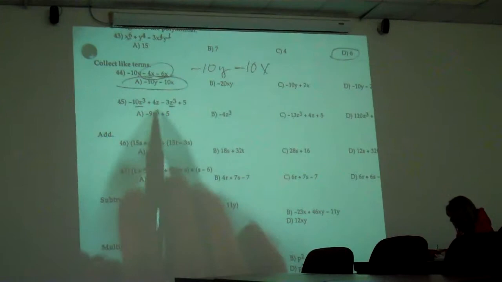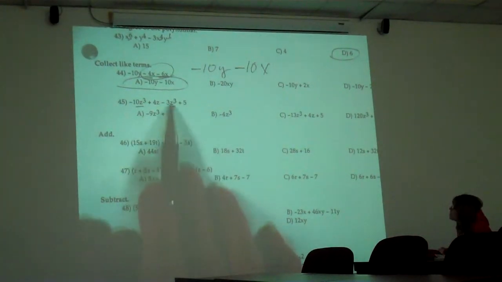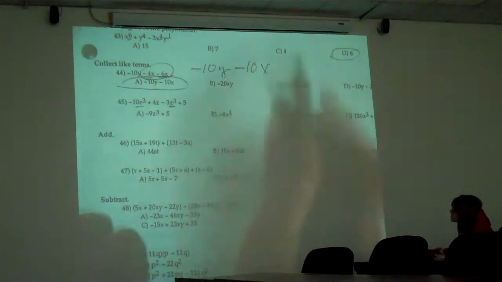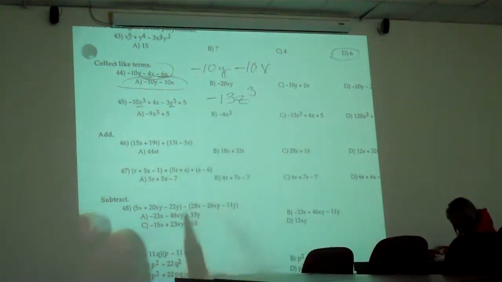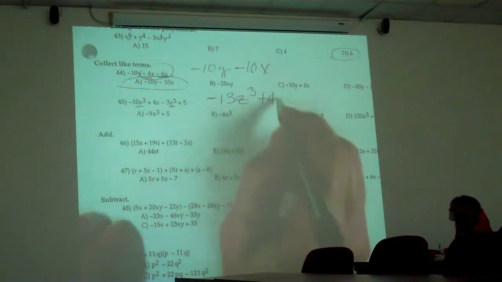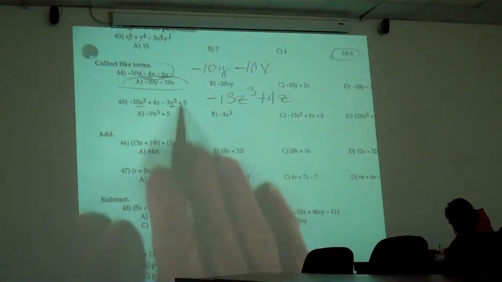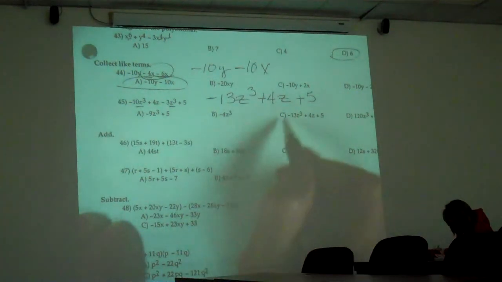Collect like terms. The z cubeds are alike. These are different. Put them in descending order. So we'll start with our z cubeds. Negative 10 minus 3, negative 13 z cubed, and then we'll put the next one, the z, and then the one with no z at all. Okay?